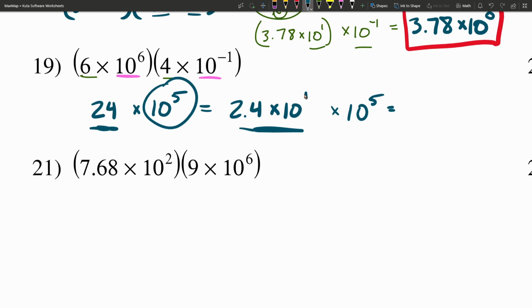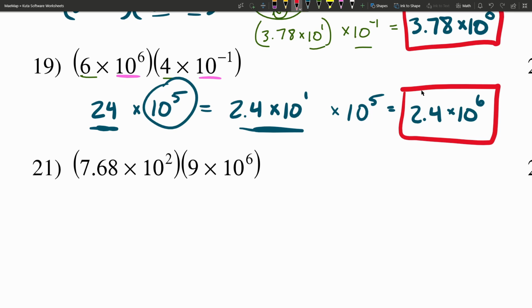Now, it's just a matter of combining those exponents together with my base of 10. So since I have 10 to the first times 10 to the 5th, I'm going to add those exponents together to get 2.4 times 10 to the 6th. So there we have it, our solution in number 19.